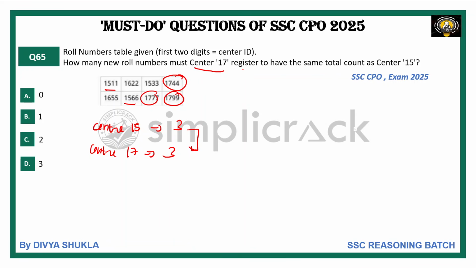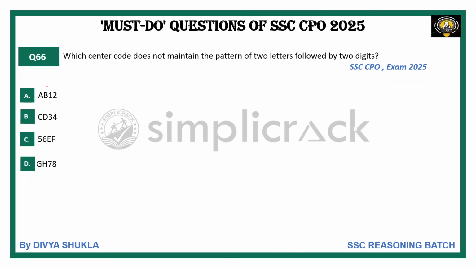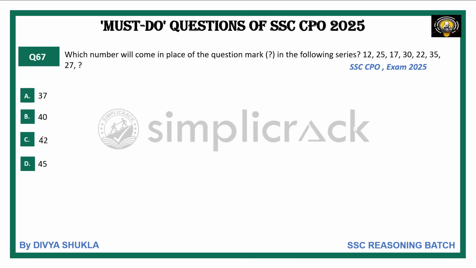So how many new roll numbers must center 17 register to have the same total count as center 15? It is already having the same total count, that means 0. I hope this is clear. Which center code does not maintain the pattern of two letters followed by two digits? So you have two letters followed by two digits. This is the correct answer because it is having two digits followed by two letters. This is the reverse case. I hope this is clear. Let's see the next one.